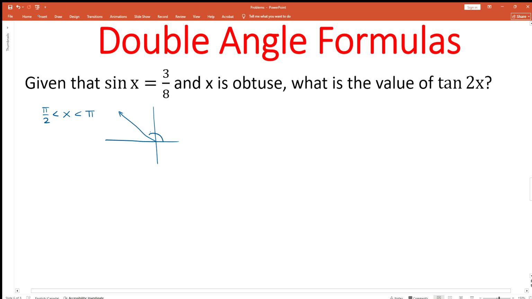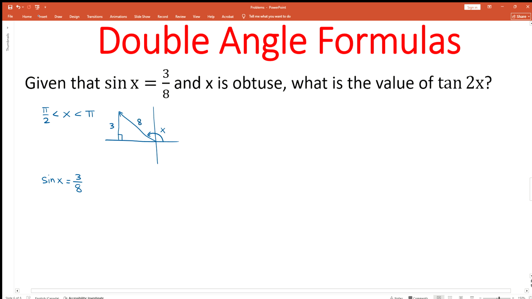This is angle x. We are given that sin x is equal to 3 over 8. We can draw a right angle triangle using the terminal arm and x-axis in quadrant 2. The formula for sine as per SOHCAHTOA is opposite over hypotenuse. So the length of the vertical side in this triangle is 3 because it's the opposite side, and the length of the hypotenuse is 8.